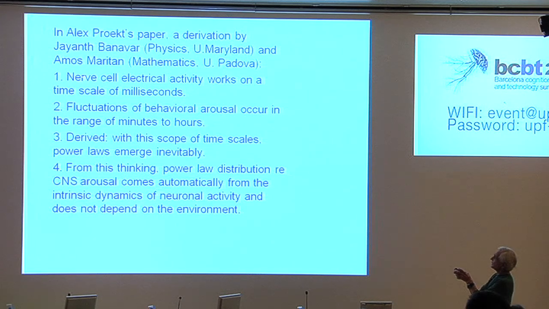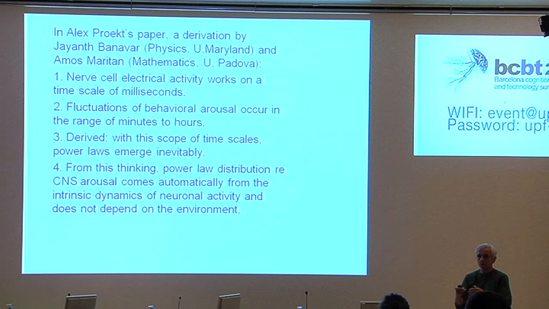The way we do this is we have nerve cell electrical activity generating behavior, and it works on an interval of milliseconds, time scales of milliseconds. But the fluctuations of behavioral arousal, which I'm so devoted to, occur in the range of minutes to hours. Their mathematical derivation, which I trust, but I can't do it myself, and you see it in the appendix of the paper, which just appeared in PNAS, is that with this scope of timescales, power laws emerge inevitably.